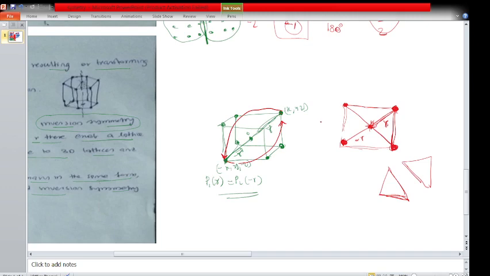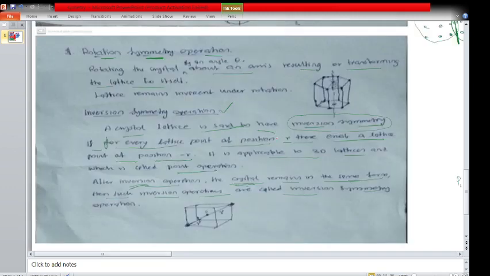So that kind of structure is also available. If you consider this kind of inversion operation, where r changes to minus r, the position of the lattice point changes to minus r, and you get a different structure, then the crystal does not have inversion symmetry. If you get the same kind of structure, then the crystal has inversion symmetry. That operation of changing a lattice point from plus r to minus r is called the inversion operation. If it gives you the same structure, then it is an inversion symmetry operation, because the crystal structure does not change its shape because of the inversion operation.